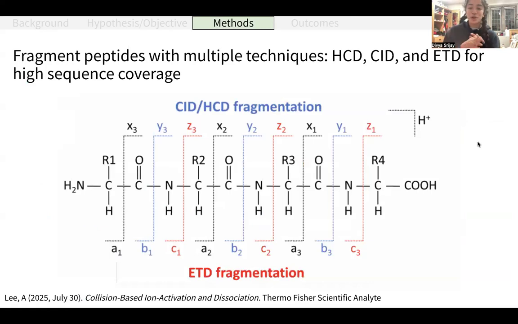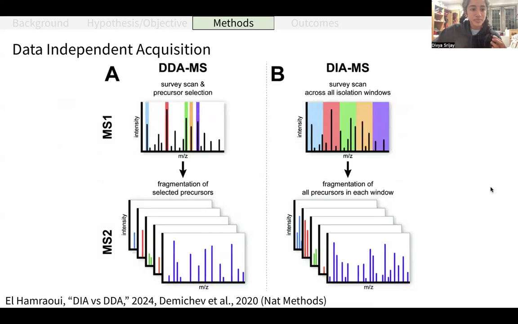Much like the ultra deep proteomics paper we read, we will also be fragmenting our peptides with multiple techniques like HCD, CID, and ETD for high sequence coverage. And so using all three methods increases overall peptide identification, because we can identify both b and y series and c and z series through these different fragmentation techniques. HCD and CID, for example, are collision-based, and ETD is electron transfer-based.